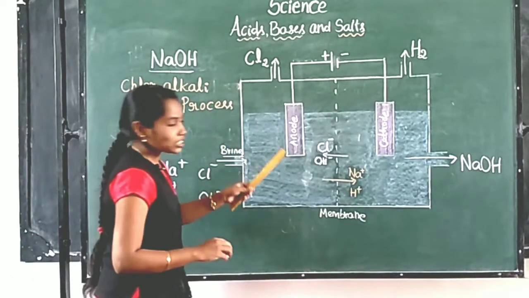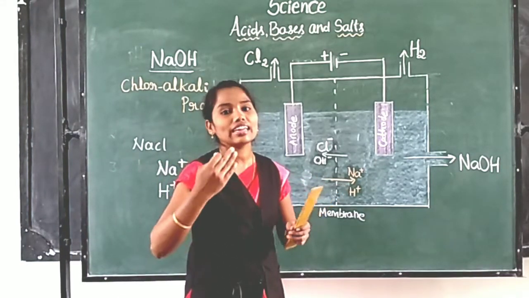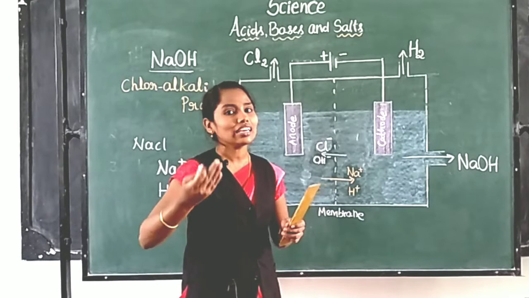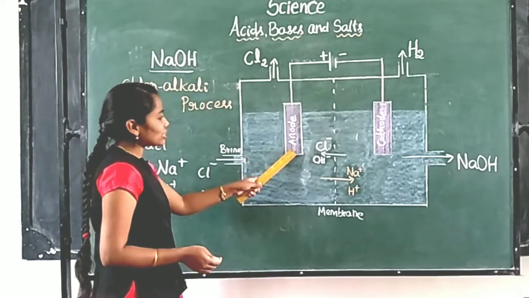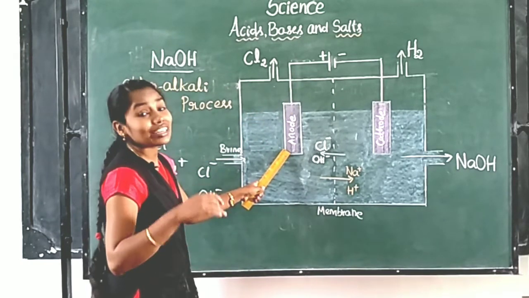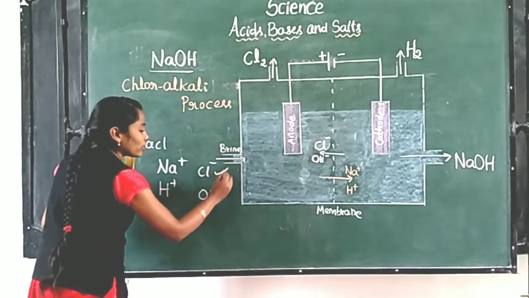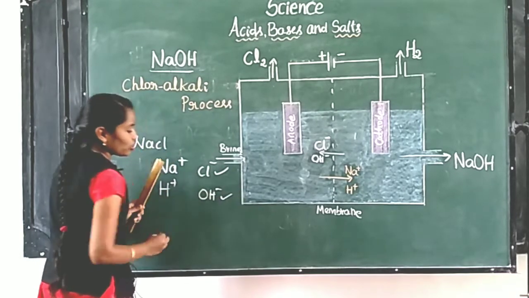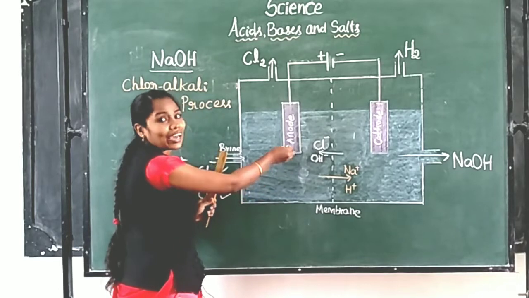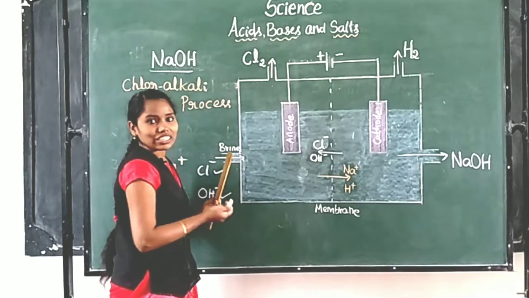So when the electricity is passed, children, you know that there is always an attraction between positive charge and negative charge. The positive charge attracts the negative charge, or the negative charge attracts the positive charge. So what is the charge of the anode, children? It is positive. Which ions are going to be attracted towards the positively charged electrode? That is chloride ion and hydroxide ion. So chloride ion and hydroxide ion are going to be attracted towards the anode. Why? Because the anode is a positively charged electrode and these two ions are negatively charged.